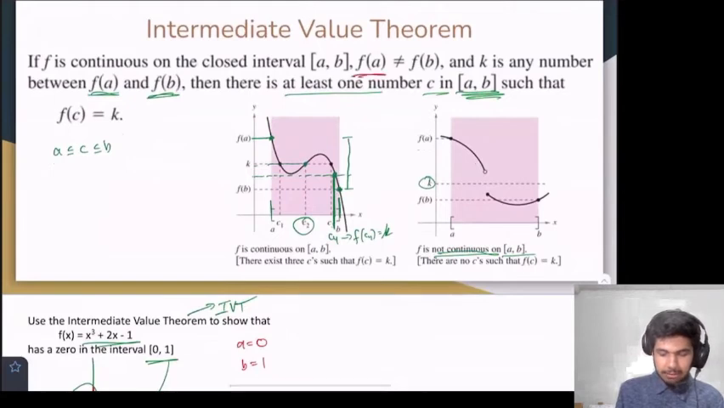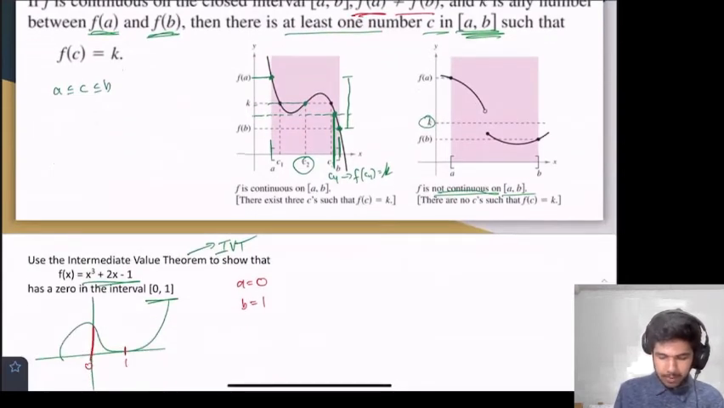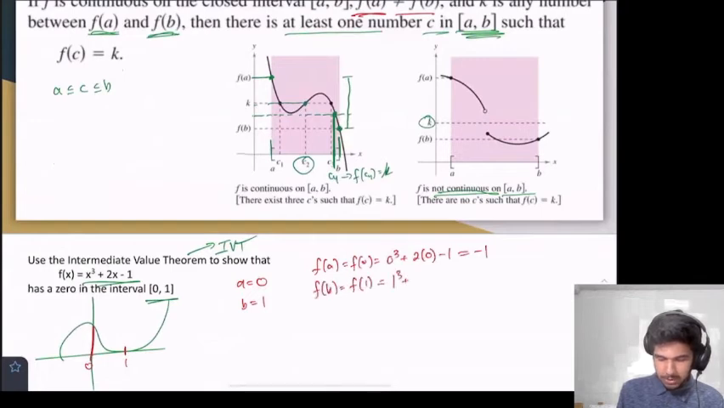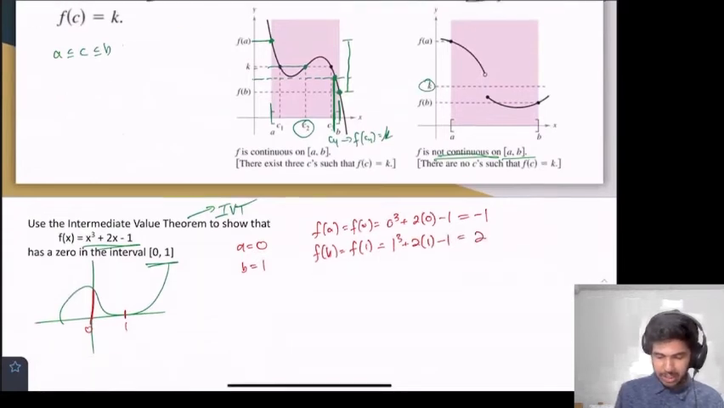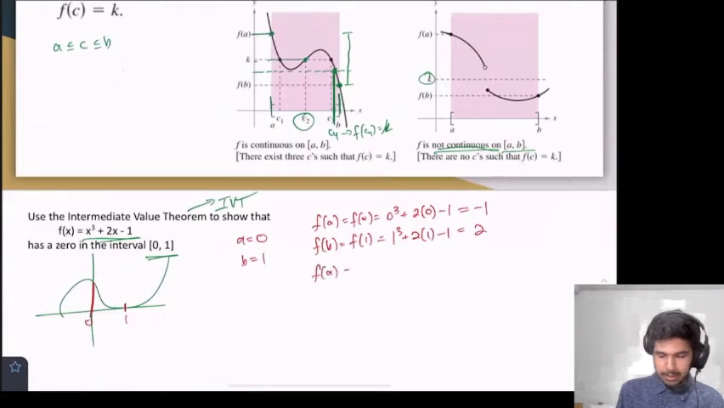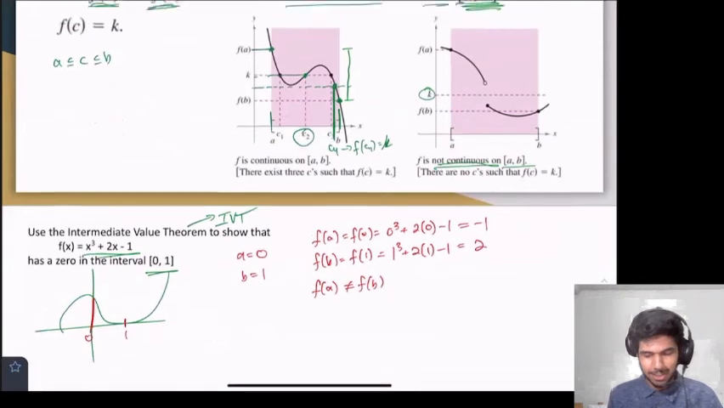Let's check, does f of a not equal f of b? f of a equals f of 0, which is equal to 0 cubed plus 2 times 0 minus 1, which is equal to negative 1. Similarly, f of b equals f of 1, which is equal to 1 cubed plus 2 times 1 minus 1, and that's equal to 2. So we have f of a does not equal f of b, which is good. That is a good start for the intermediate value theorem.